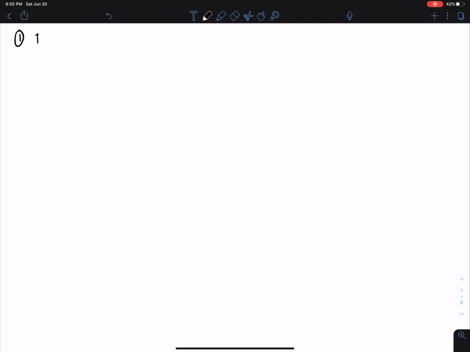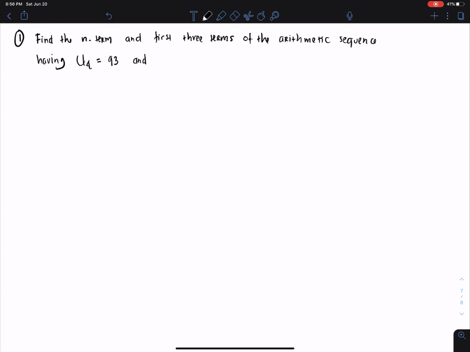The question says to find the, sorry, not the term, the nth term, and the first three terms of the arithmetic sequence having U4 given as 93 and U8 given as 65.